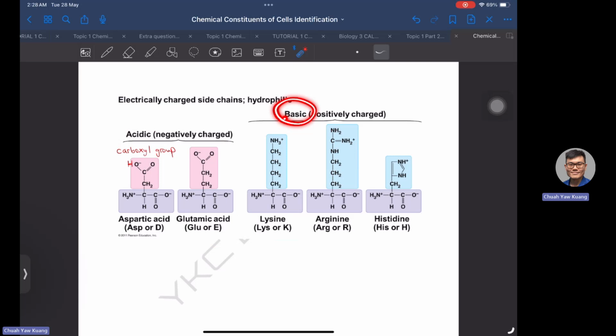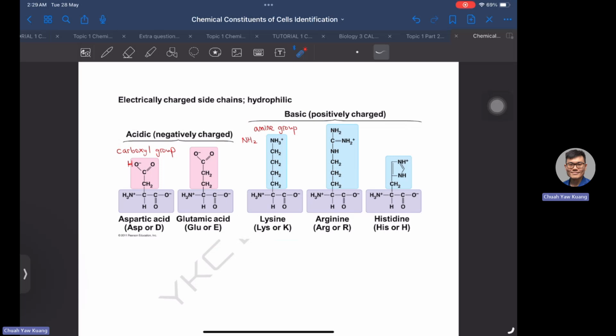Lastly, the basic side chain. For lysine, they will contain the so-called amine group. This amine group can occur as NH2, or it can occur as the ionized form, which is NH3 positive. Either one. Both of these are the amine group. So if you see this amine group, then it is the basic side chain.